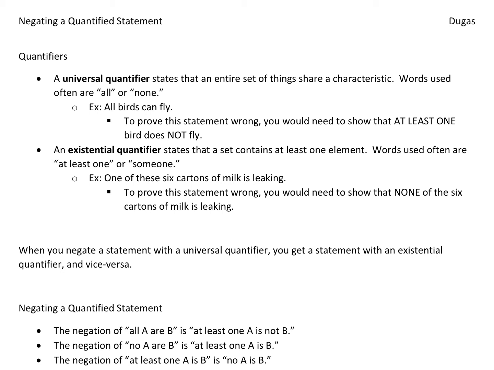So notice that a universal quantifier would negate an existential quantifier, and vice versa. An existential quantifier would negate a universal quantifier. So they're used to negate one another.